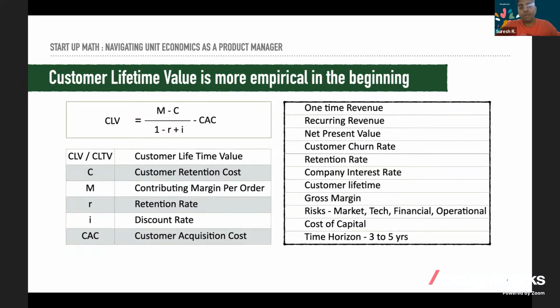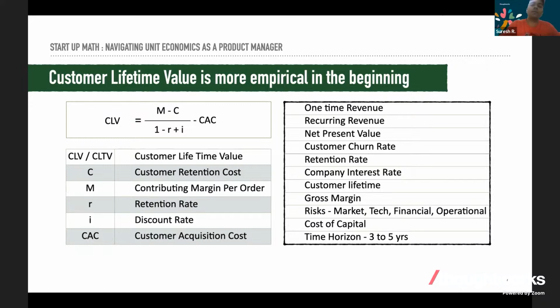So if you look at the formula here, you have M, which is your contributing margin per order. Like I said, it's not the revenue that we account for, it's the margin per order, right? Minus my customer retention cost. It can be margin per order, or if it's purely customer basis, I could just say margin, or what was my recurring margin per customer. So every month, how much I'm going to get from that customer as part of the subscription, minus my customer retention cost.